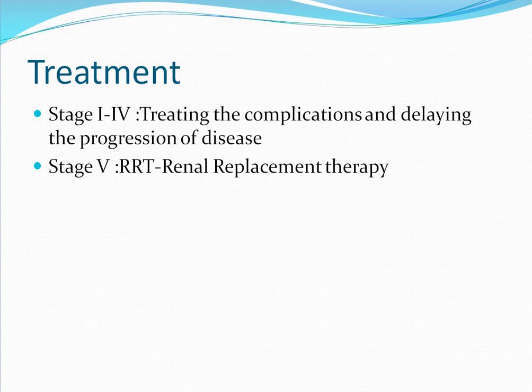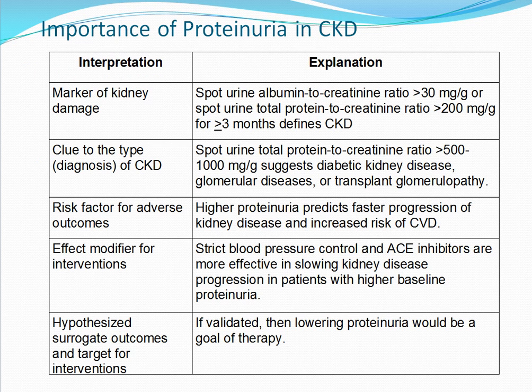Stage 5 CKD, the simple treatment is renal replacement therapy. Remember, stage 1 to 4, treat the complications and delay the progression of the disease. Stage 5, time for renal replacement therapy. There is no need to wait. The patient might be feeling fine, might be walking, clinically doing pretty good, but stage 5 CKD, boom, you need to start renal replacement therapy, because they can go into complication at any given point. You don't know, they can end up with a complication and have a worse mortality.